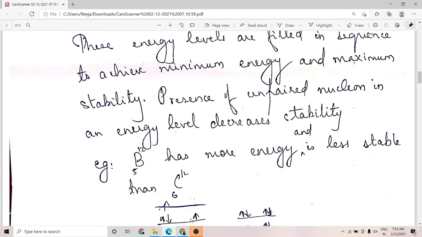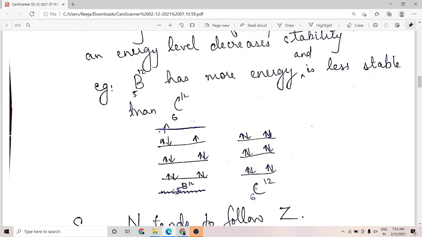Now, you can look here. I have shown the filling of boron-12 and carbon-12. That is, both have 12 as their mass number. That is, the total number of nucleons in both these cases is the same. But boron has 5 protons and carbon has 6 protons. Now, by filling the nuclear energy levels, we can see that boron has more energy and is less stable than carbon. Let us see how.